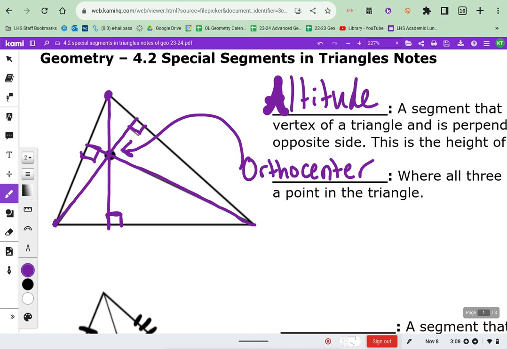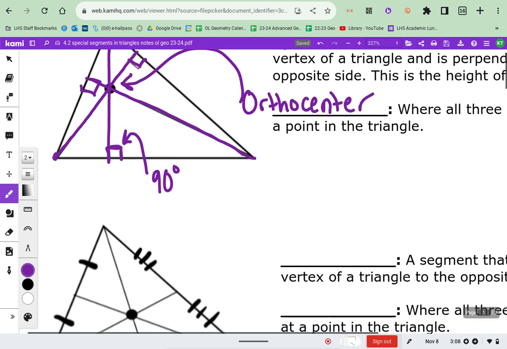Okay, so that's the first one. The most important thing to remember is that right angles are 90 degrees, and so whenever you have an altitude, you're going to have a right angle and 90 degrees. All right, the next one.